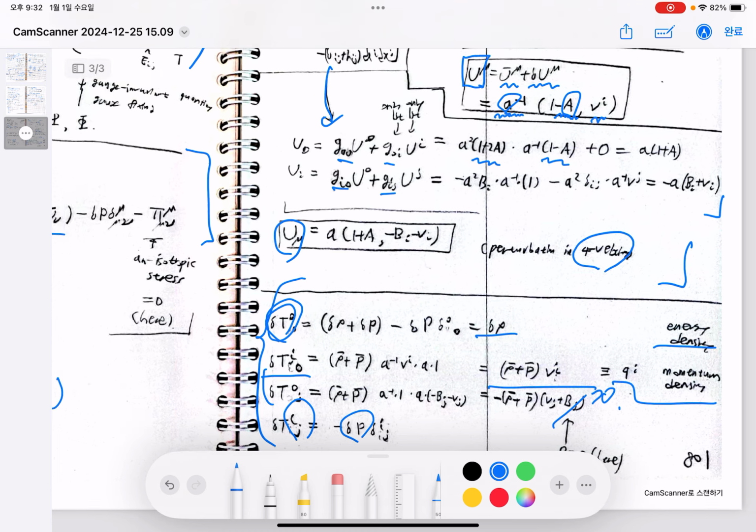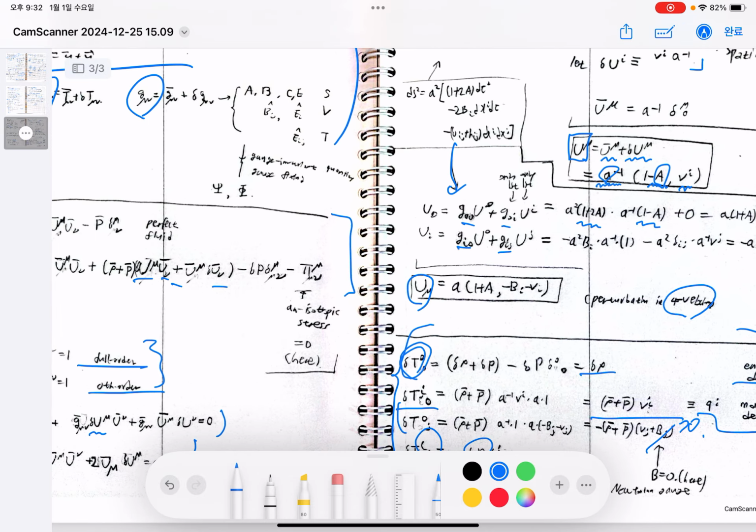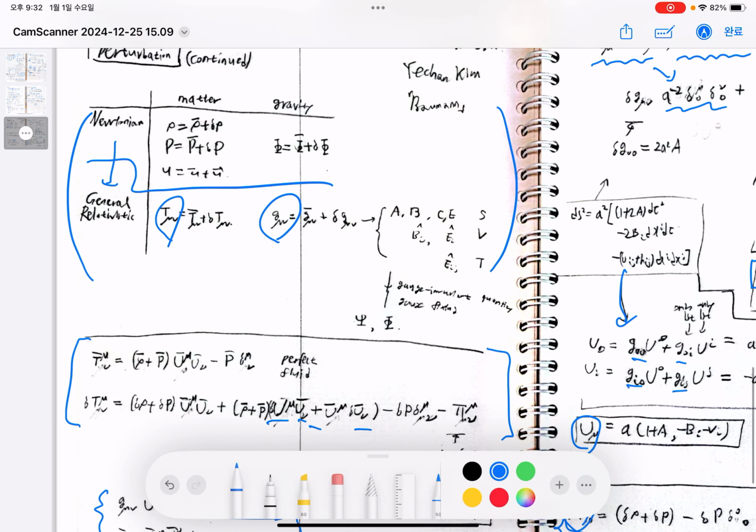So now we are ready to insert the fluctuations of the T_mu_nu stress tensor and the fluctuation of the G_mu_nu into the Einstein field equation, and I will discuss it in the next video.